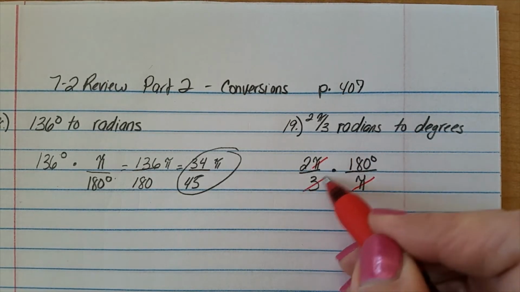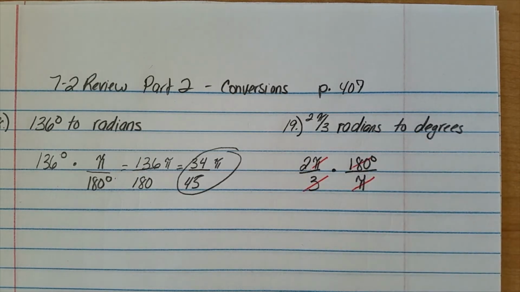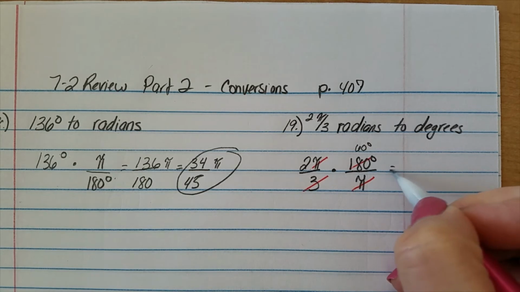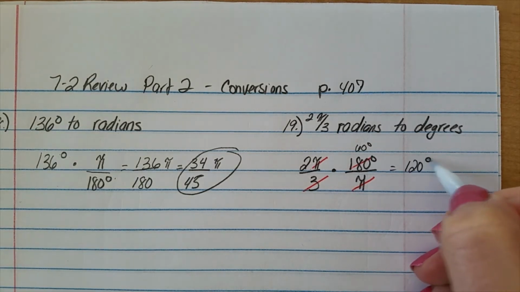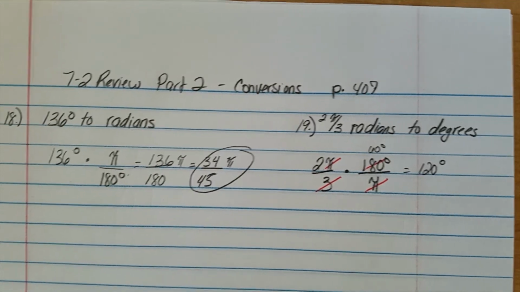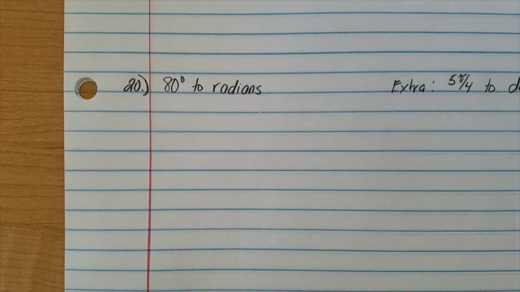180 is divisible by 3. That is 60. 2 times 60, that's 120 degrees. You could also use your calculator on this. Let's look at number 20.